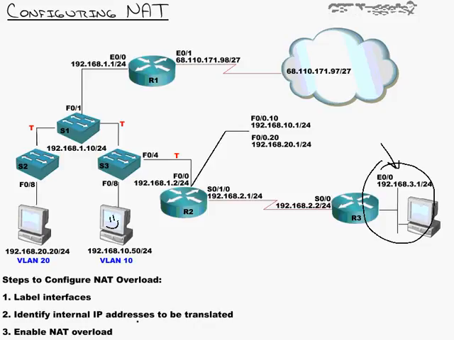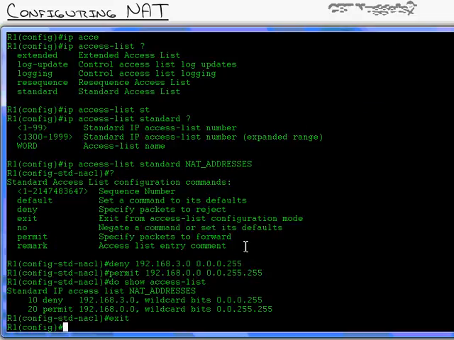Now the last step, enabling NAT overload. I can enable NAT overload by using the NAT command. And this is the biggest command that we have with NAT. Trust me, it will look confusing at first, but I'll explain it in English. I'm going to say, in global config, IP NAT. Essentially, I want a NAT.